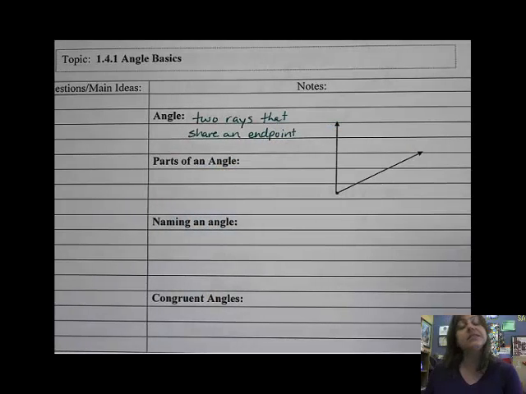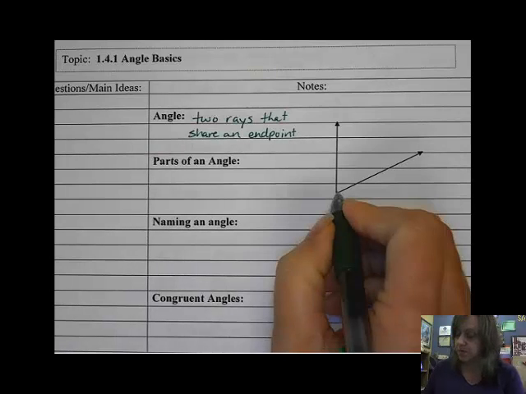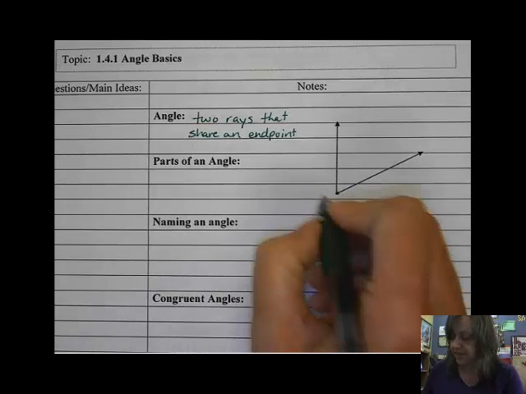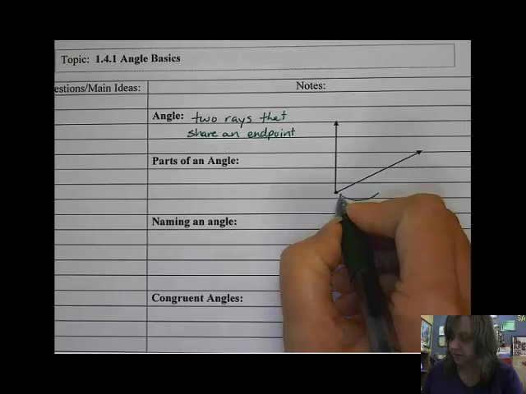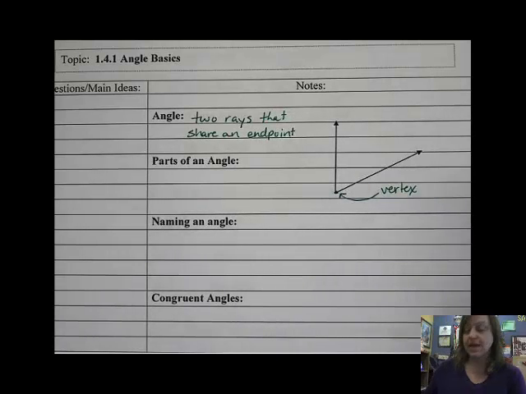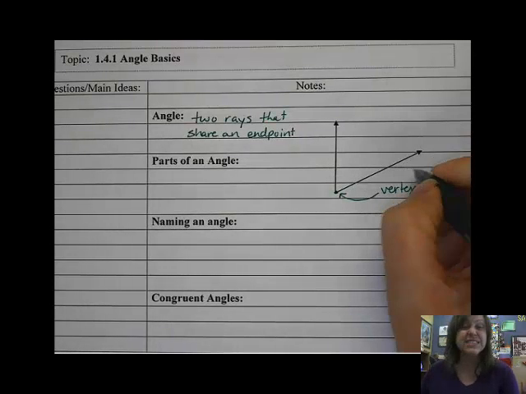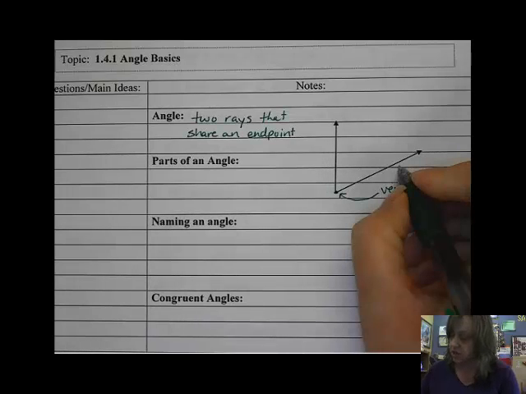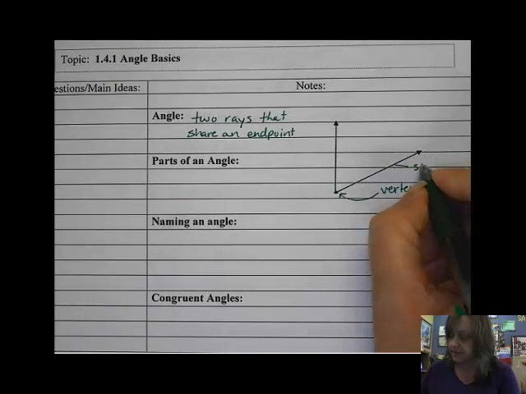Now an angle has specific parts. Most important might be the vertex. And the vertex is that common endpoint that we talked about. So we have the vertex, which is the common endpoint. And then we have the rays, which are considered the sides and sometimes called the legs of the angle. So there are two sides.